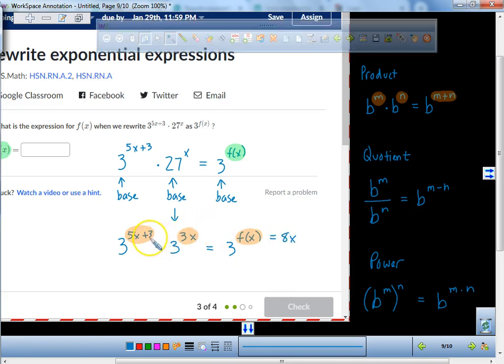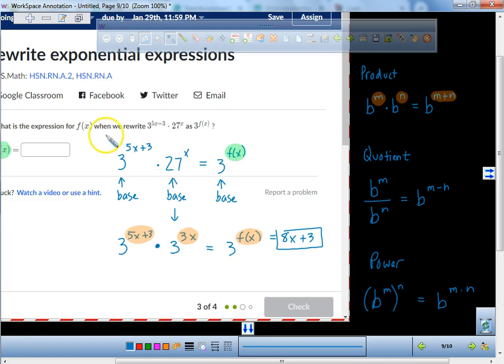And what's already sitting there? A plus 3? And that's my answer: 8x plus 3. Because what was I looking for? I was looking for what f of x was equal to.